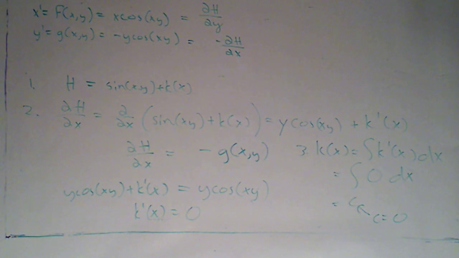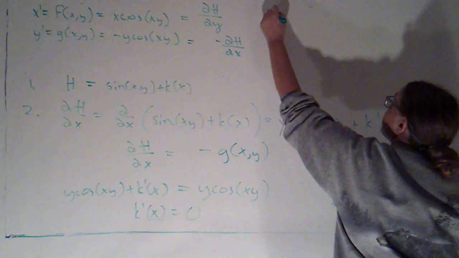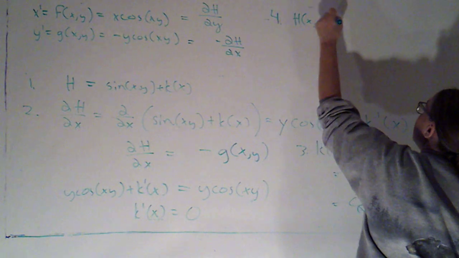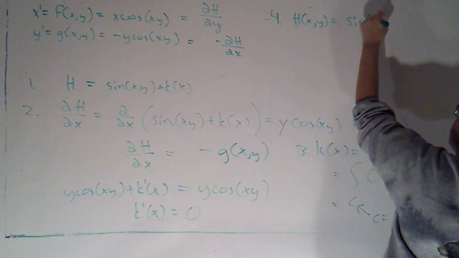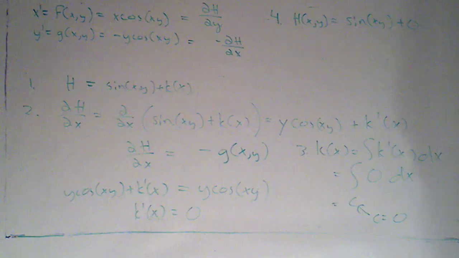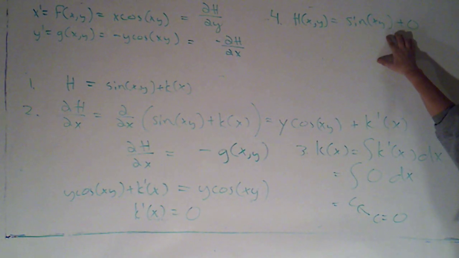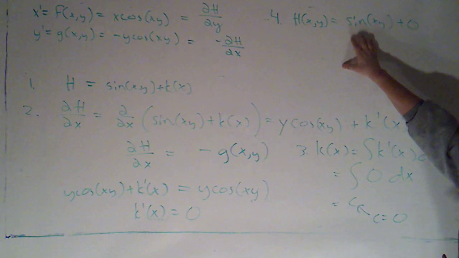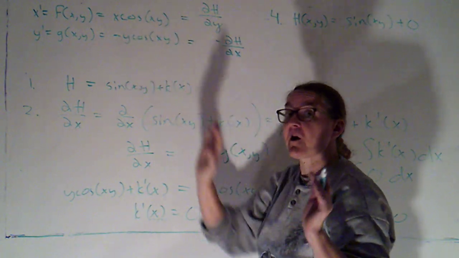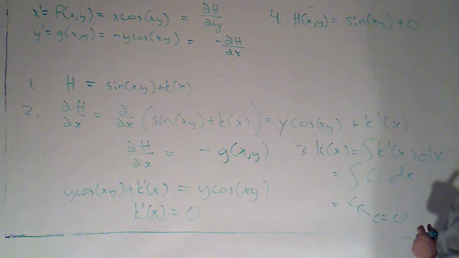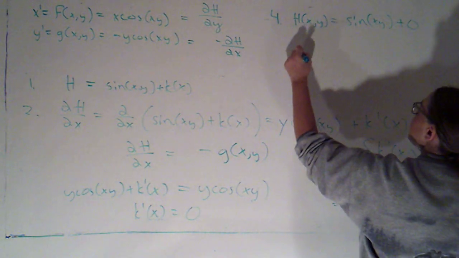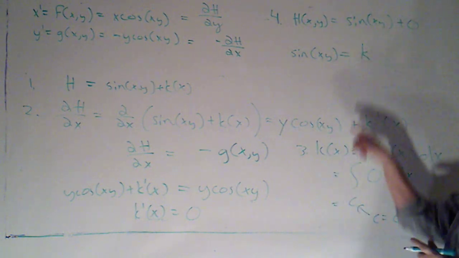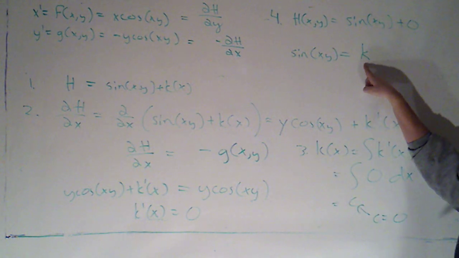Okay. And so then step 4, we put the pieces together. So we're going to say h of xy is just sine of xy plus 0. Now be careful. My answer to this question is not the function h. My answer to this question, my solution to this system, are the curves that are the level curves of h. So that would be sine of xy equals k, where k would be an arbitrary constant.